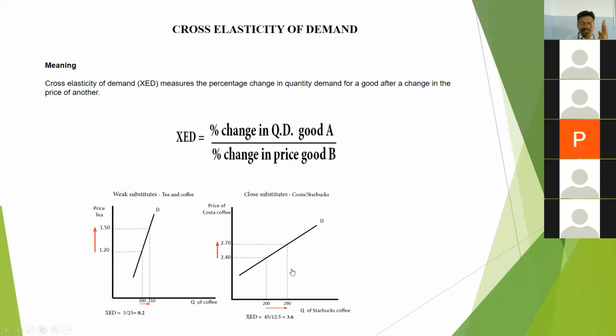Yes, sir. But now the price of commodity A increases. You are saying the quantity demanded for commodity B is increasing. But what I am saying is, if the price of both tea and coffee increases, what will happen?